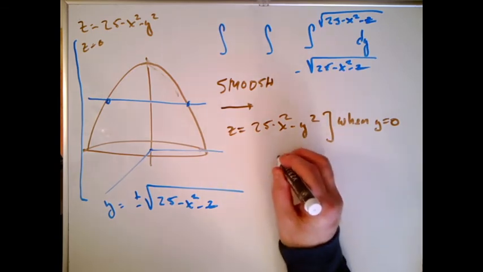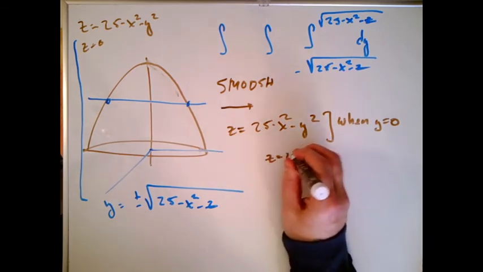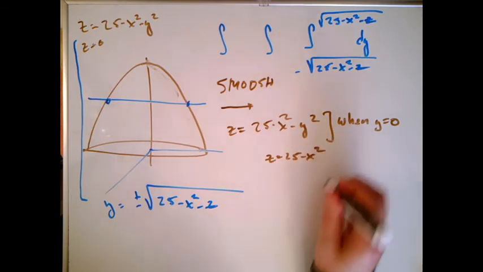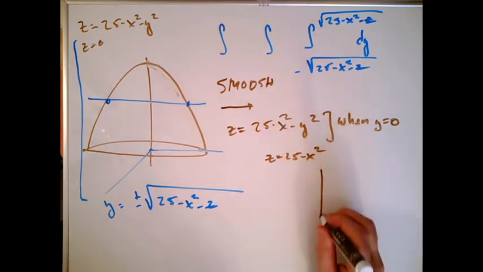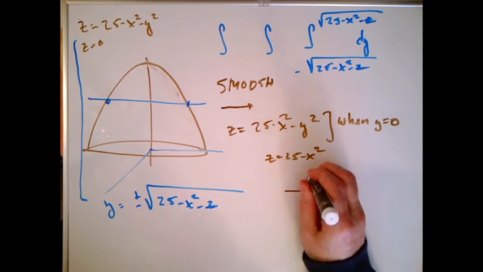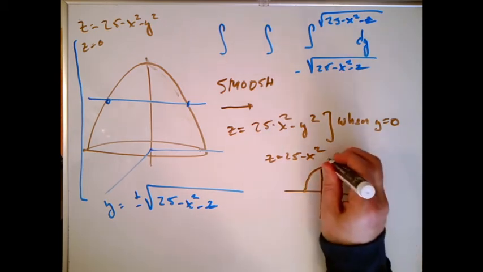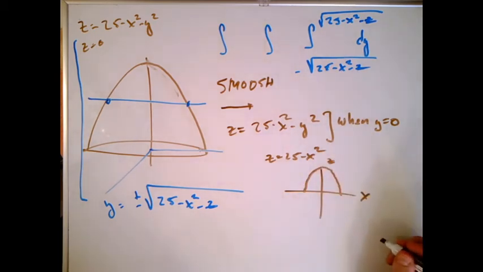So I put in y equals 0, so I get z equals 25 minus x squared, like that. I know what the graph of that looks like. You can see it actually looks like a parabola. Looks like this. Z goes up here, x goes over here.